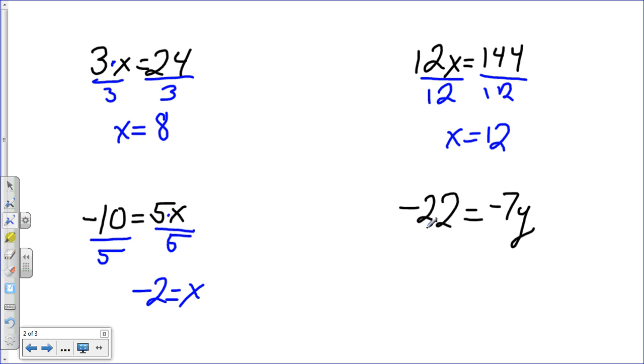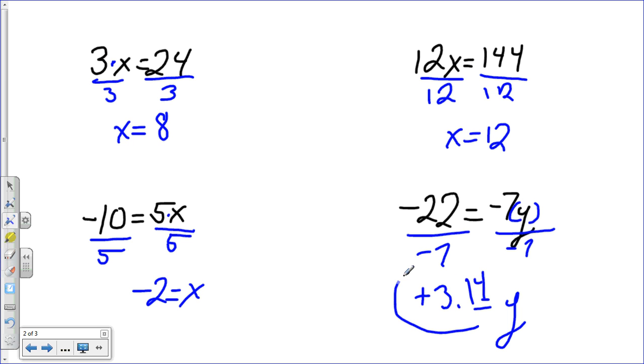And then this one, we have got negative 7 times y equals 22. So that means we got to divide by negative 7. So we've got a negative divided by a negative, so we got a positive. It's equal to y. So we got to take 22 and 7. Doesn't work out nicely. So we pull out our calculator. 22 divided by 7 gives us, let's just go to 2 decimal places, 3.14. So y equals 3.14 out of that one. So doing the opposite, doing the opposite, doing the opposite.